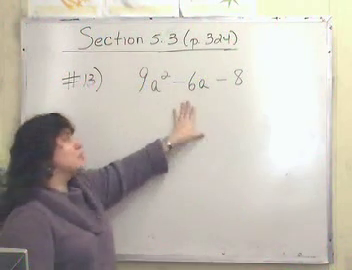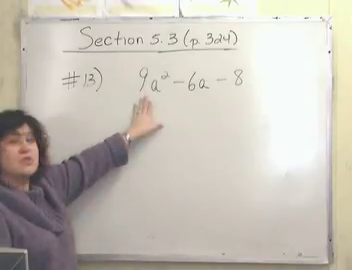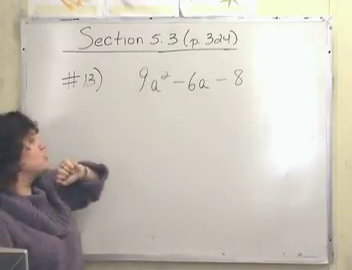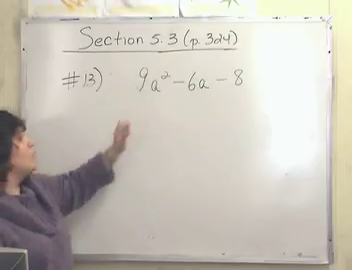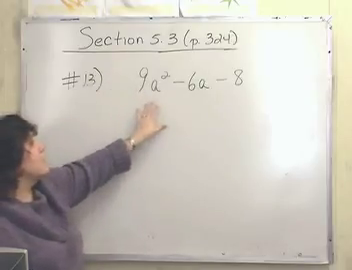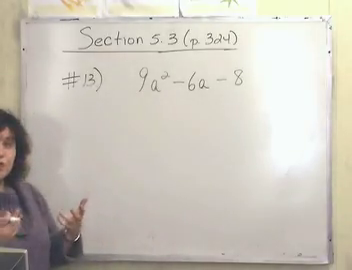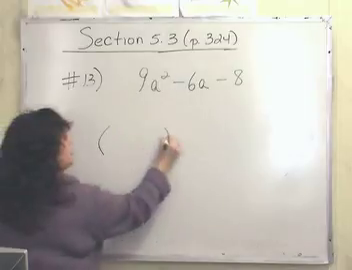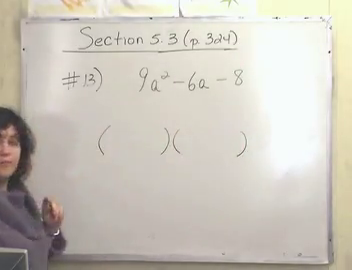I would like to factor this polynomial completely. First question to myself: is there a greatest common factor? No, there is not. Then I'm going to recognize that this is a trinomial. Therefore, I will factor knowing that I should get a binomial times a binomial.